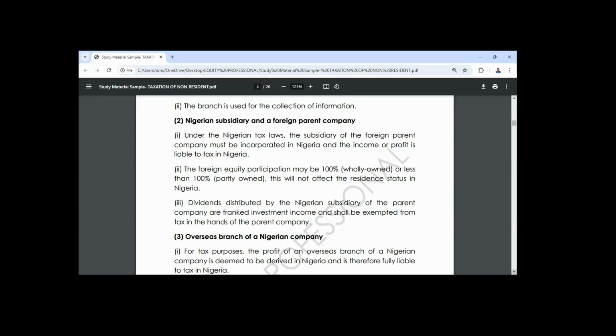Let's use an example. Mobi International Corporation is a foreign parent company. Maybe they're located in London. They now have a subsidiary in Nigeria called Mobi Nigeria Limited. That Mobi Nigeria Limited will be required to register under CAC in Nigeria. At the point of registration, the shareholder of Mobi Nigeria Limited will be Mobi International Corporation. And the law says Mobi International Corporation can own 100% of the shares of Mobi Nigeria Limited or less, but they must not own less than 51%.